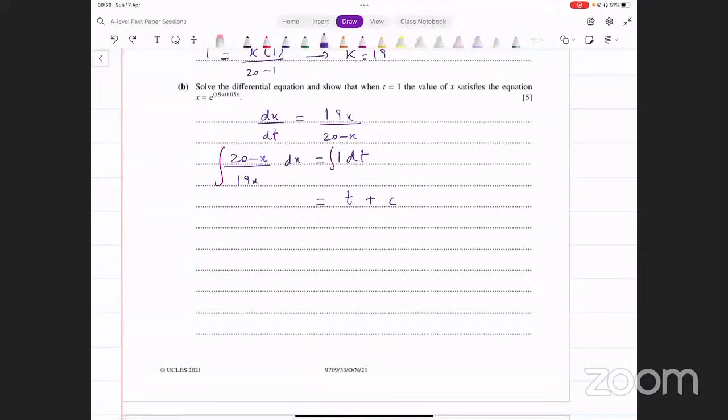We can actually break the fraction, right? देखें ऊपर दो टर्म्स आ रही है ना, 20 minus x. हम क्या कर सकते हैं? We can break it into two parts. We can say it's the integral of 20 over 19x minus the integral of x over 19x. So we can break it down into two parts like this.